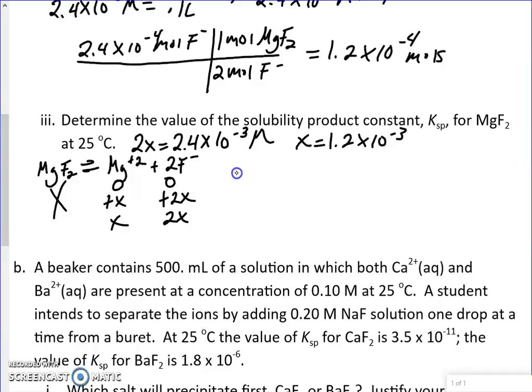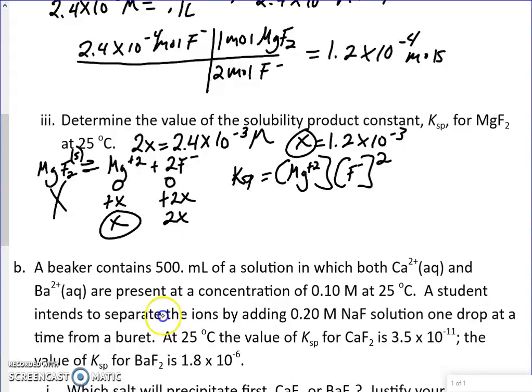So how do we find Ksp? Well, first off, our expression, Ksp, is going to be equal to just our products because our reactant is a solid. So that's going to be the concentration of magnesium ions times the concentration of fluorine ions, and this is going to be squared because, again, our coefficients end up as our exponents in our Ksp expression. So magnesium is equal to x, which is 1.2 times 10 to the negative third. Fluorine is equal to 2x, which is 2.4 times 10 to the negative third.